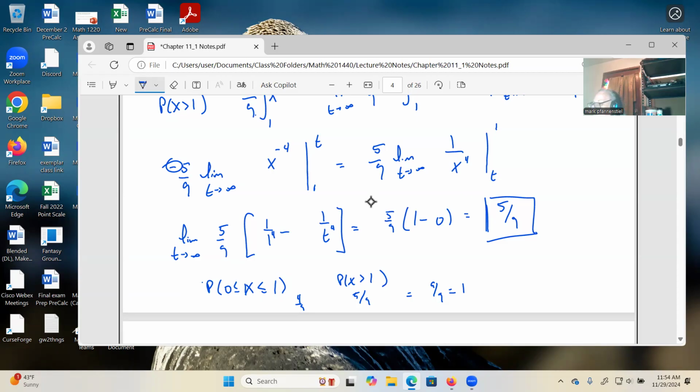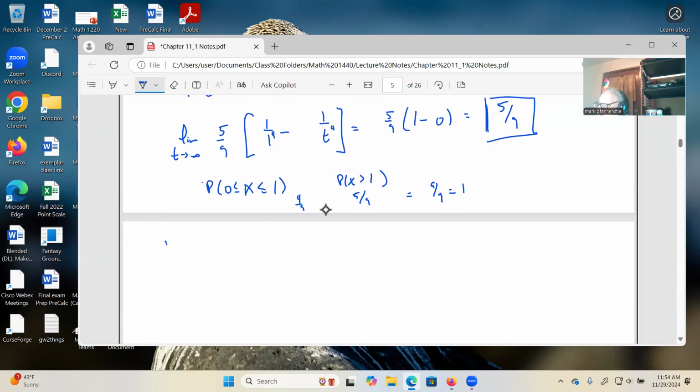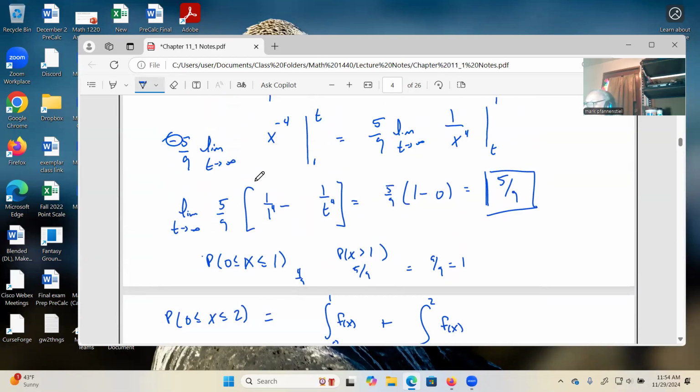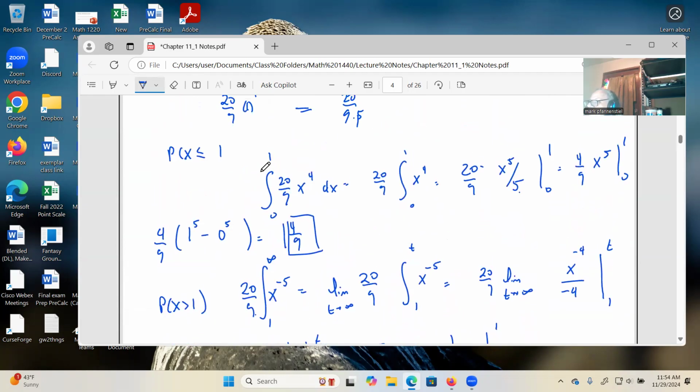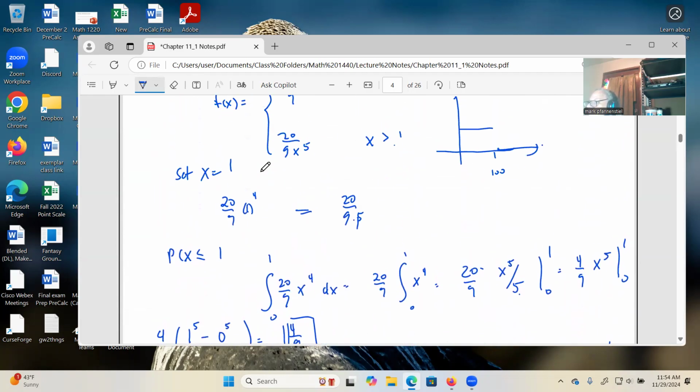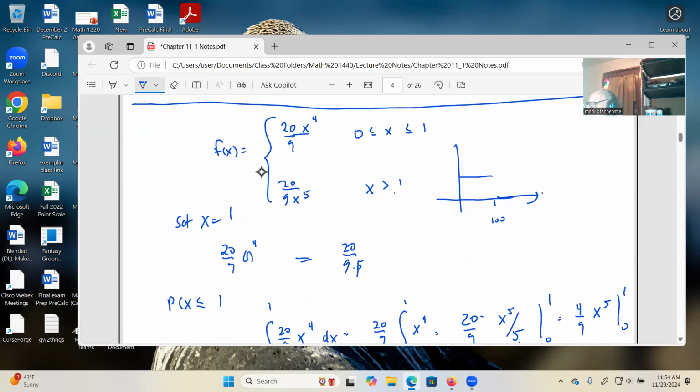Now we're going to keep working with this problem, and I'll ask you one that's a little bit harder: what's the probability that x is between 0 and 2? At that point you say, oh, wait a minute, this is a piecewise defined function. What we have to do is break up the integral into the integral between 0 and 1 of f of x plus the integral from 1 to 2 of f of x. Why did I pick 1? Looking back up at the function, there's a break at 1. When x is between 0 and 1, we have one rule.